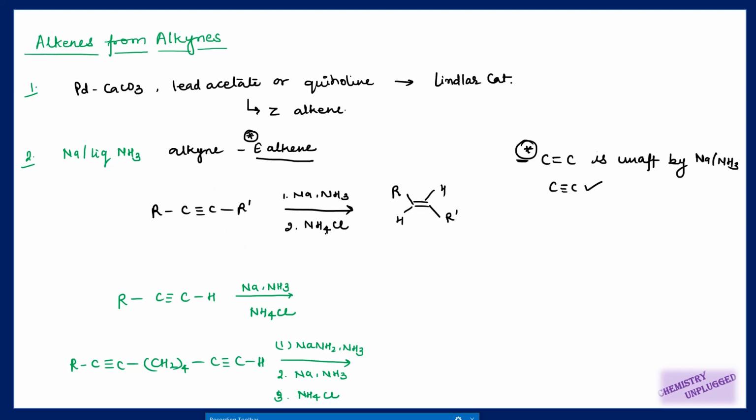Then the next point is, what is the use of this ammonium chloride? Generally it is used when we have terminal alkynes. Terminal alkynes means when we have this type of triple bond, and next to this triple bond we have only hydrogen present. Terminal means at the edge of the molecule there is a triple bond. So we have only hydrogen here.